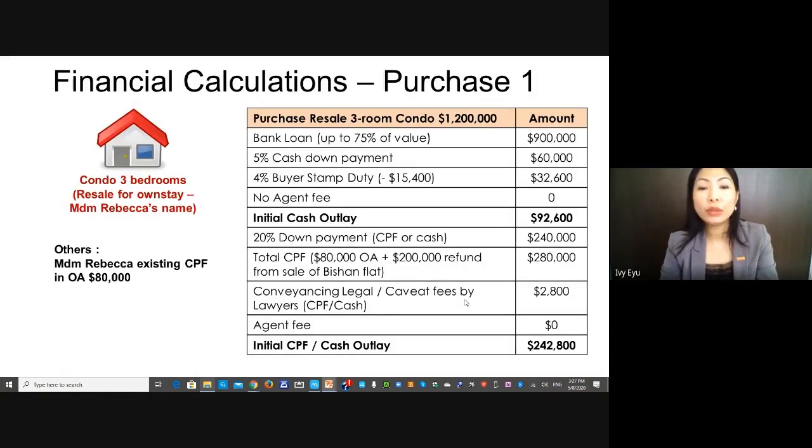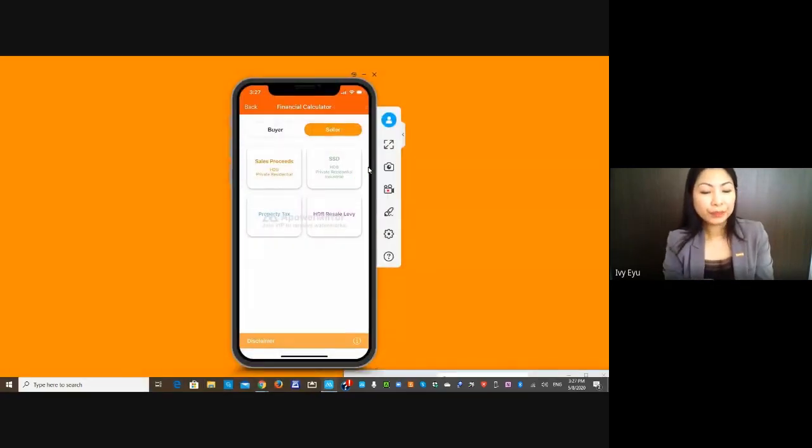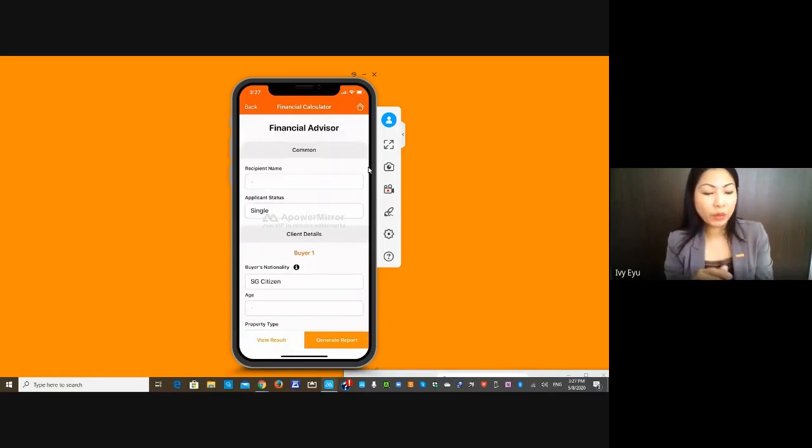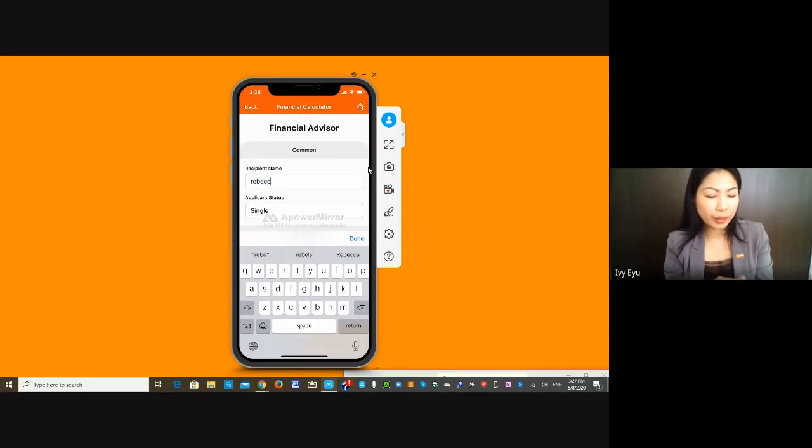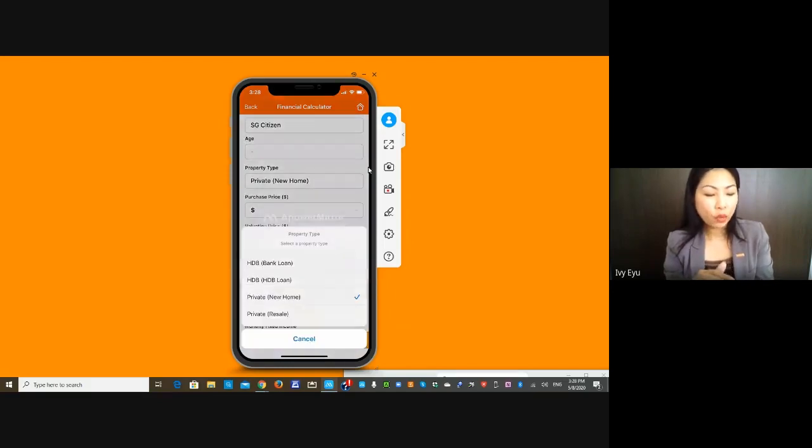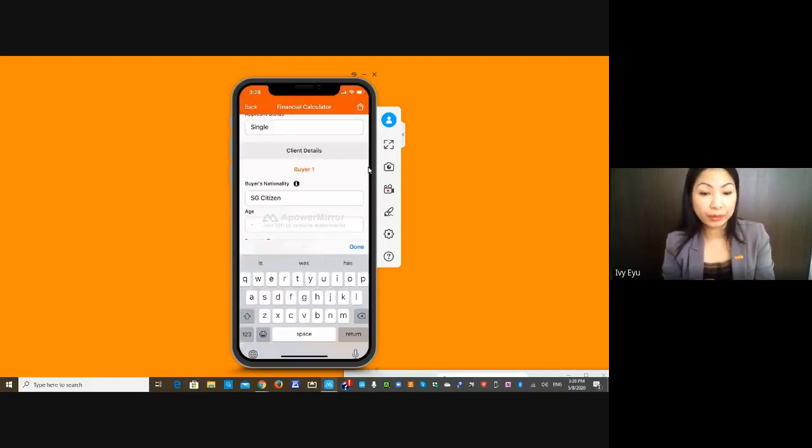Then we move on to the calculations on their purchase. Remember, I told you that I would like to bring them to see a resale property, right? So we go back here. Because I've already calculated their selling, now I'm going into the buying. We will tap on the buyer tab, and move on to the financial advisor. This time round, we buy the property in Rebecca's name, so it will be a single name. She's a citizen, so over here we will change it to private resale.